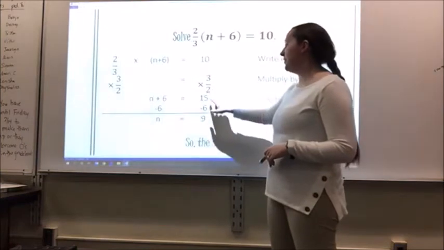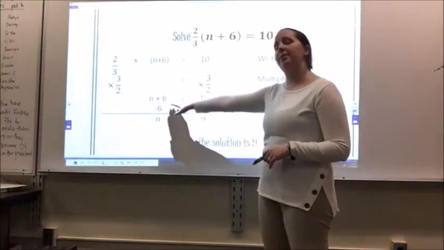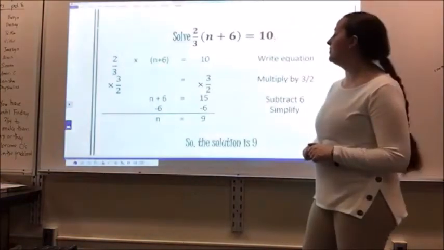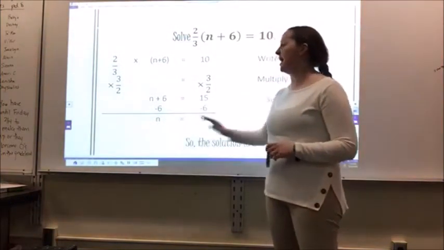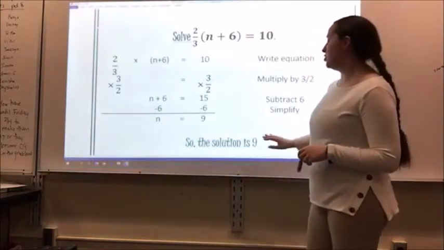10 times 3/2 gives me 15. I'm left with n plus 6 on the left side of my equation. So n plus 6 equals 15. I subtract 6 from both sides. N equals 9. So the solution is 9.